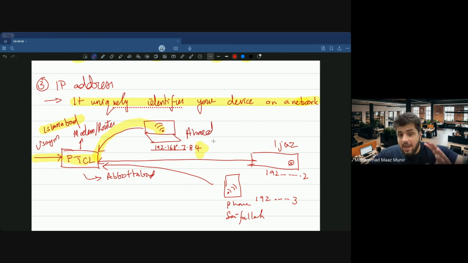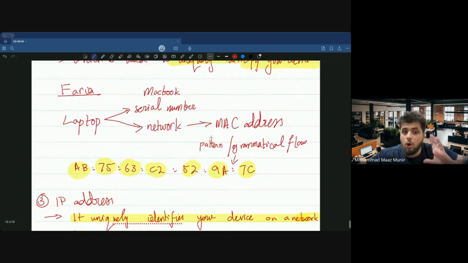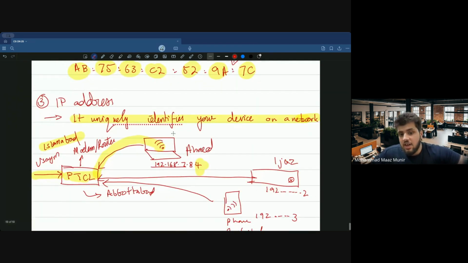The thing with MAC address is that MAC address will always stay the same. Now if Ahmed's laptop has a MAC address, it will stay the same even if you disconnect and connect a million times. Similarly, the console will have the same MAC address, and the phone will also have the same MAC address, but the IP address will always change.